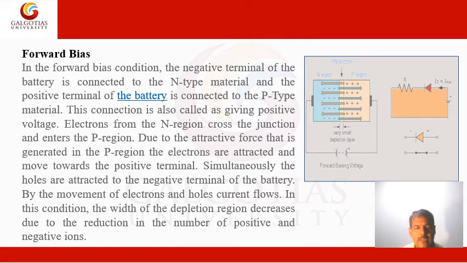In this condition, the width of the depletion region decreases due to the reduction in the number of positive and negative ions. As shown here in the figure, in the forward bias condition, electrons and holes flow towards the opposite ions and a current flows. During this, the width of the depletion layer decreases, which means in the forward bias condition, this diode acts as a short circuit as shown here in the below diagram.